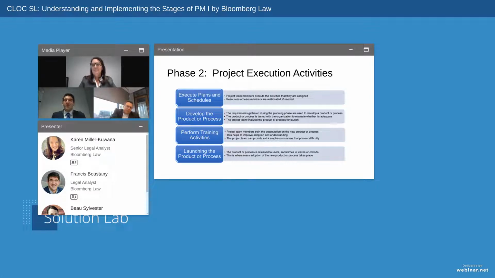The focal point of any project will usually be the product or process that they're seeking to implement or change. And during the execution phase, the project team will usually take the requirements that were gathered in the planning phase from stakeholders and ensure that the items that they launch, whether it's a product, piece of software, or something else, meet the requirements of the stakeholders.